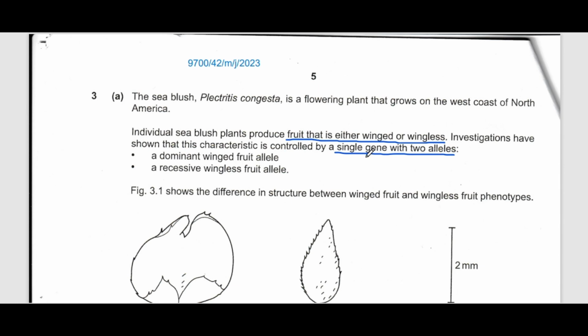And as you know, a gene is the coding part of DNA which makes protein, and an allele is the alternative version of a gene. If you see these two bullet points, you have been given a dominant winged fruit allele. So you have basically two genes, which we can also say two alleles. One is giving the fruit a winged appearance, and that is dominant. Dominant means it needs only one allele out of two to appear. So it's a dominant one, it is appearing. And the other is the wingless fruit allele, which is giving the wingless fruit phenotype to this plant, and it is recessive.